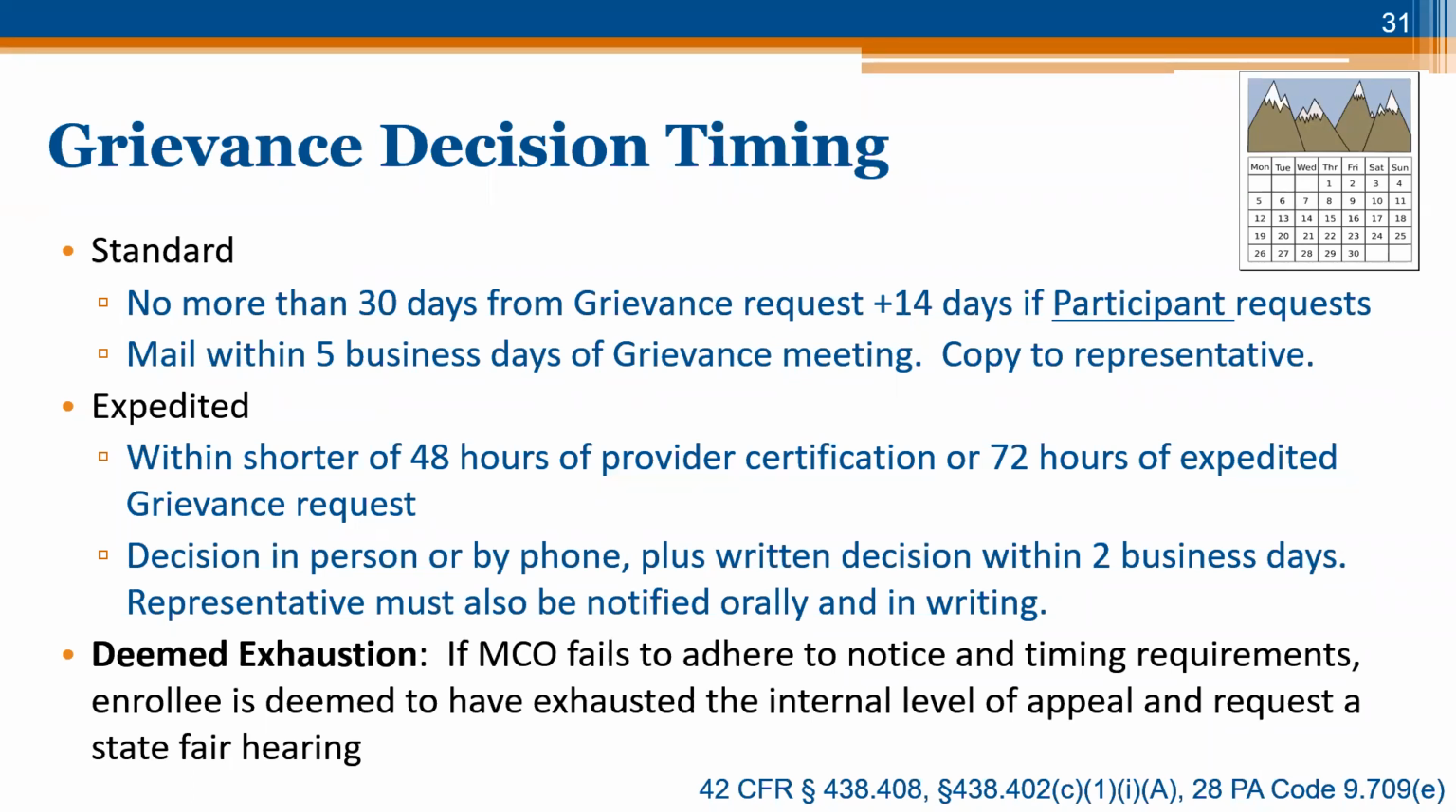So I said earlier that people have to exhaust the internal appeal process. If the plan doesn't adhere to the requirements for the internal appeal, a person can go straight to a state fair hearing. We have not done this. We would consider it for somebody who's requesting a new item or service. For people who have aid paid pending, there's not a lot of reason to make the process go any faster.